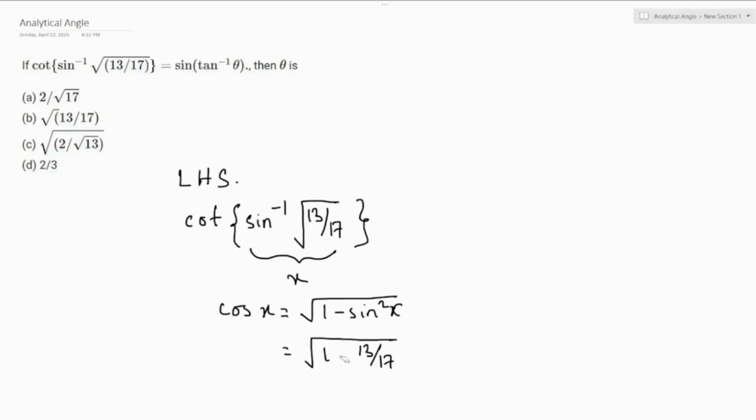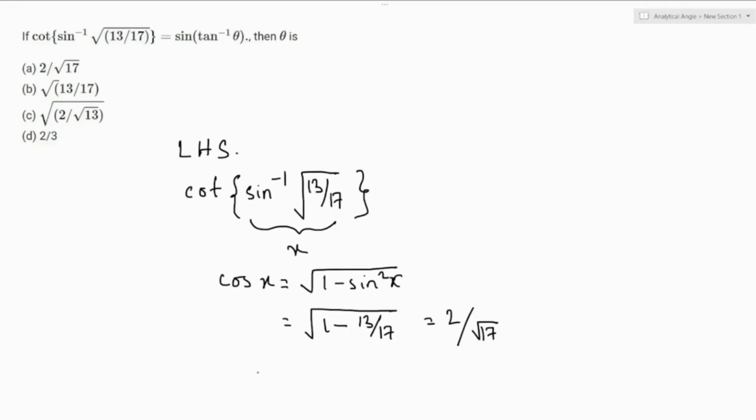Sorry, this will be minus. Since x is equal to sine inverse of root 13 by 17, so sine of x is equal to root 13 by 17, and sine square x is 13 by 17. So this simplifies to 2 by root 17.